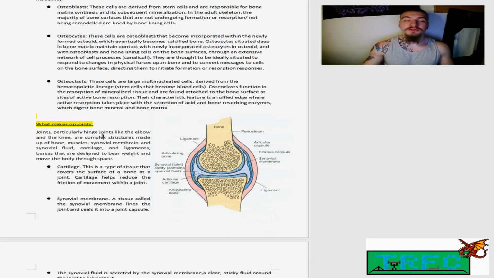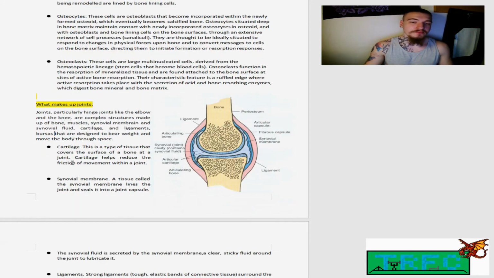Now we're going to be moving on to what makes up joints. Now joints, particularly hinge joints like the elbow or the knee, are complex structures made up of bone, muscle, synovial membrane and synovial fluid, along with cartilage, ligaments and the bursas. Joints are designed to bear weight and move the body through space.